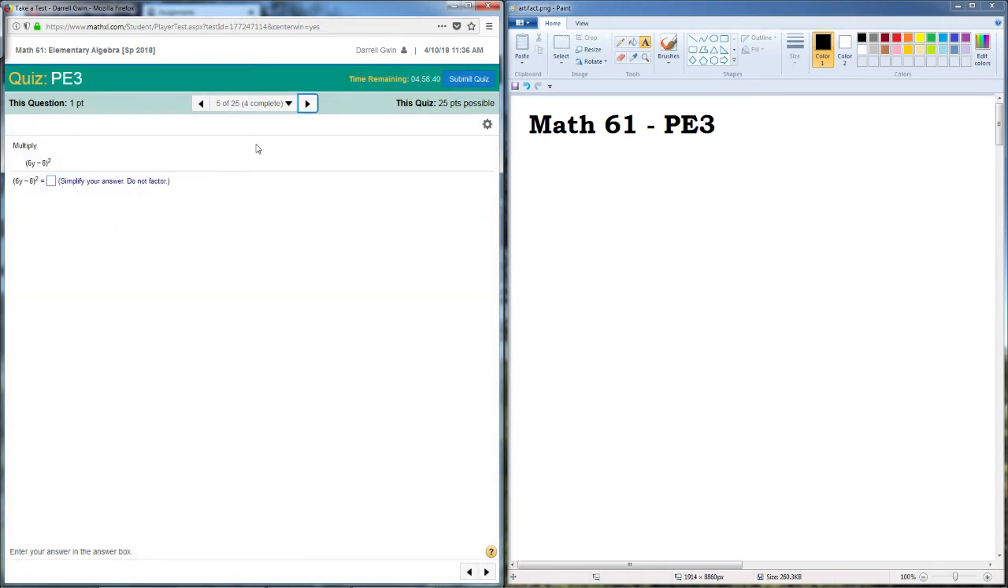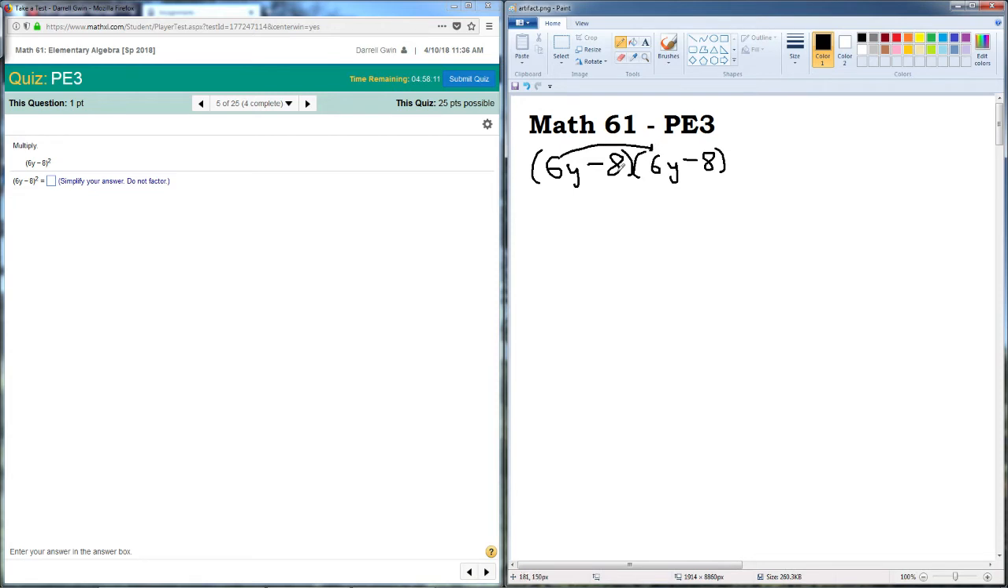This is going to be FOIL. Do not fall for the freshman's dream. Freshman's dream is to not write it down twice, is to write 6y squared. That's the freshman's dream, but I'm not going to fall for that. I'm going to write down the base, which is 6y minus 8, close parentheses, another parentheses, 6y minus 8. Maybe this is not going to work.